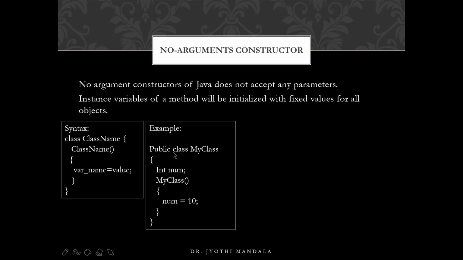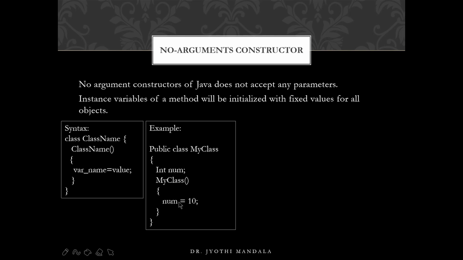Let us consider one class called MyClass, and in MyClass I am taking one instance variable num. MyClass has one constructor. Observe the difference between the method and the constructor. A method will be having the return type, and any name can be given for the method, but for a constructor there is no return type, and the name should be your class name only. Here you can see I have not given any parameters, no arguments are there, and this num variable has been initialized to 10 here.